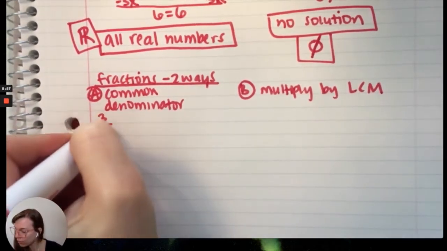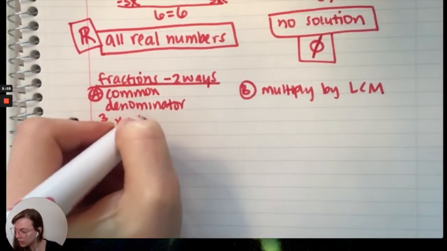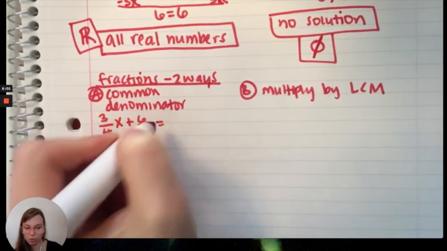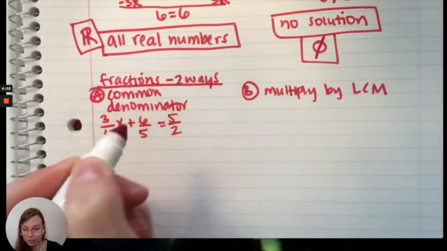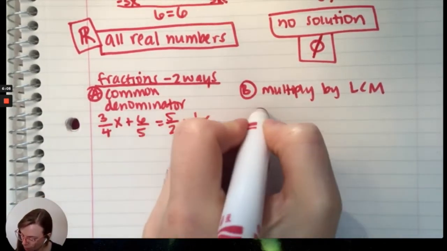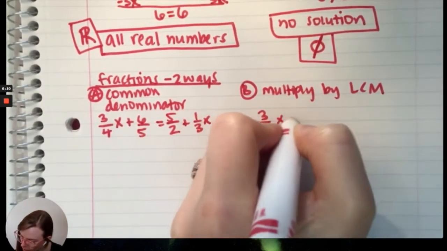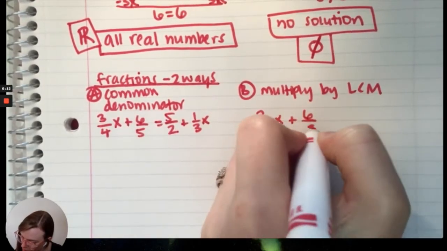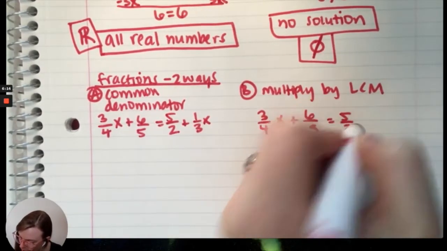So we're going to have 3/4 of x plus 6/5 equals 5/2 plus 1/3 of x. And it's actually the same problem for both of these, so I'm just going to write it now so we don't have to later.